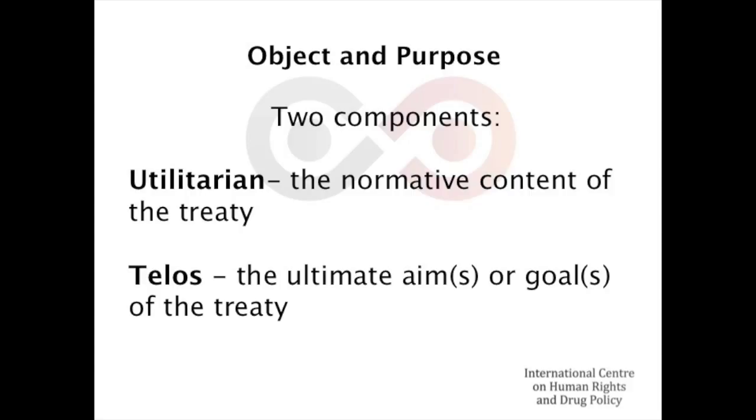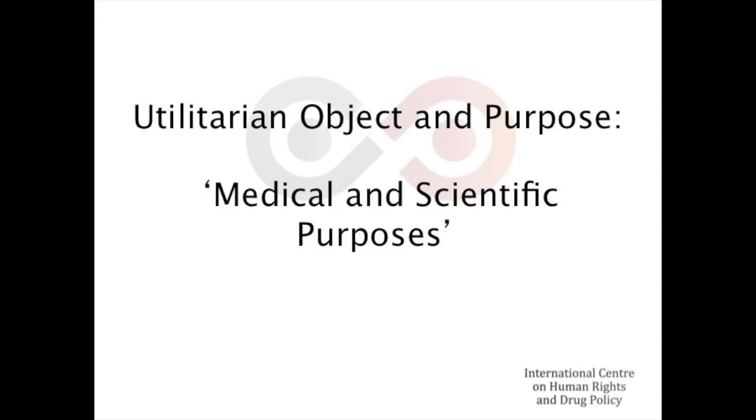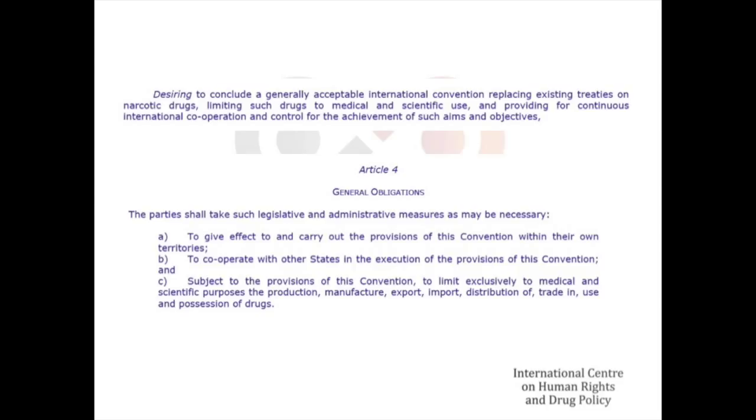If we want to look at utilitarian object and purpose, I think from a review of the relevant sources, it's very clear that the utilitarian object and purpose is to control the manufacture, production, use, importing and exporting of controlled substances to medical and scientific purposes. This is something we see very clearly throughout the major international instruments. This is from the 1961 Drug Convention. The top piece is from the preamble, limiting drugs to medical and scientific use. Article 4, which outlines the general obligations of the treaty itself, says in Clause C that limiting exclusively to medical and scientific purposes the production, use, and manufacture of drugs is the core objective of the instrument.